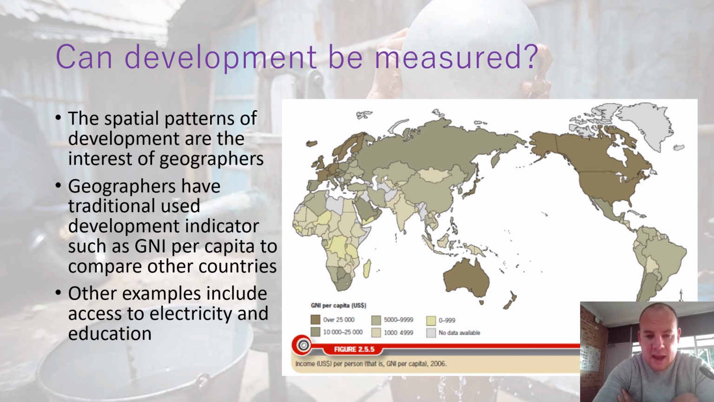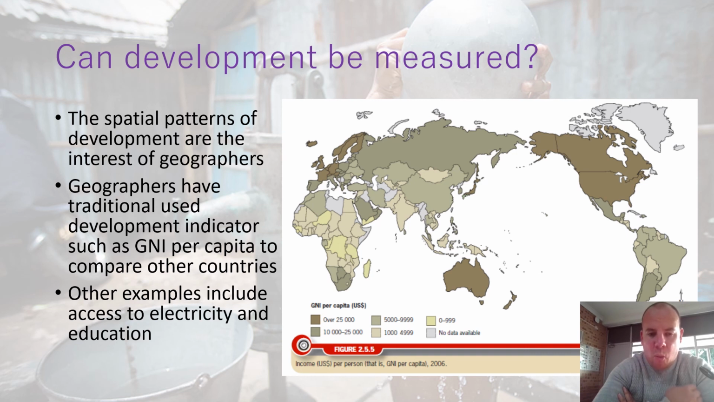So when we're looking at spatial patterns, in general, the rich countries are the USA and Canada in North America, and parts of Western Europe. So going back to the first slide, we've got our key words.